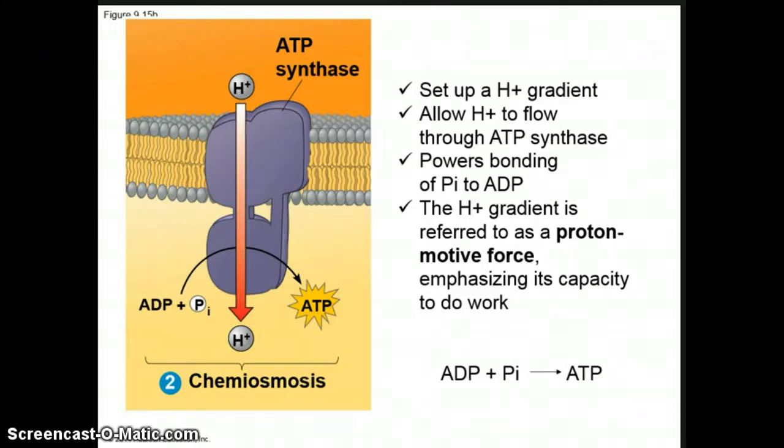The hydrogen proton gradient is referred to as a proton motive force. So if you see that word, you'll know that it simply means the gradient that is being set up with the buildup of a high concentration of hydrogen protons in the intermembrane space, which is setting up this potential energy, this capacity to do some work, which will eventually be the synthesis of ATP from ADP and inorganic phosphate, or actually the phosphorylation of ADP.